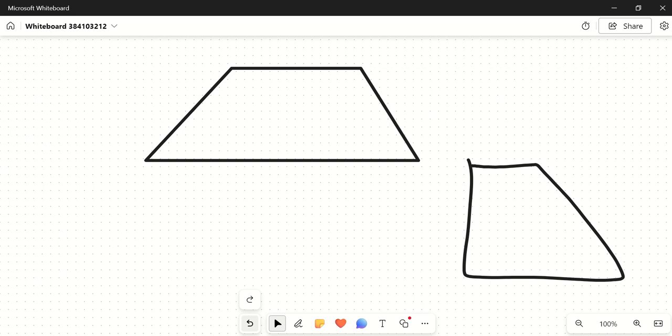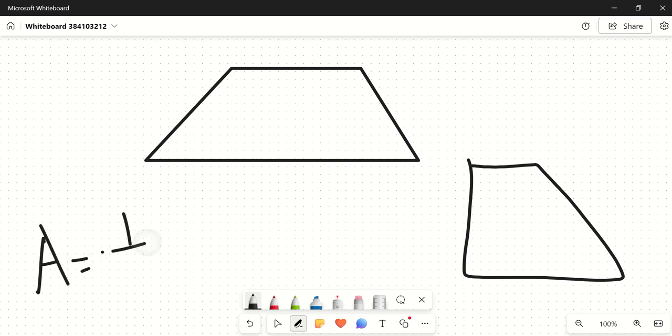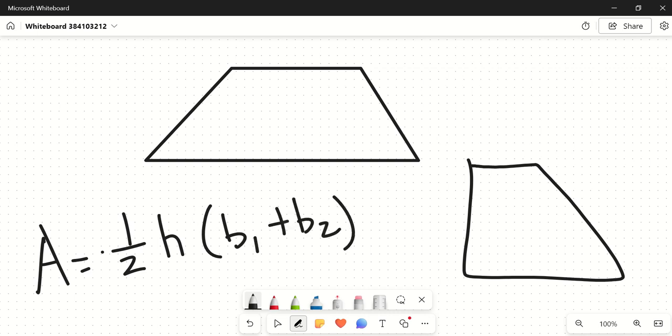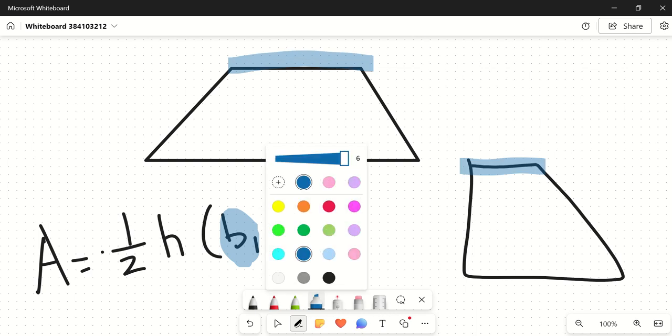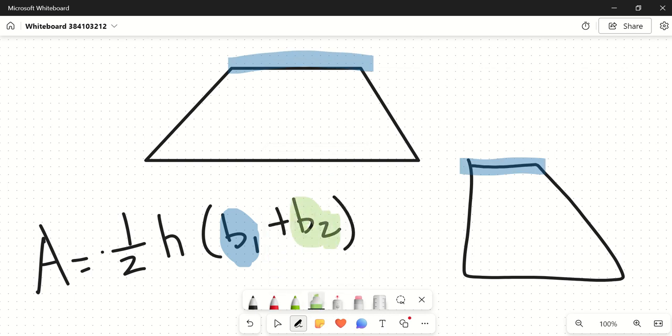The formula for the area of a trapezoid is area equals 1/2 times the height times base 1 plus base 2. Now, let's go over what each of these means. Base 1 and base 2, it doesn't matter which one you label as which, but they're the two flat sides of your trapezoid. So, for example, let's indicate base 1 with blue. So base 1 would be like the top. And base 2 will indicate with green. Base 2 would be the bottom.